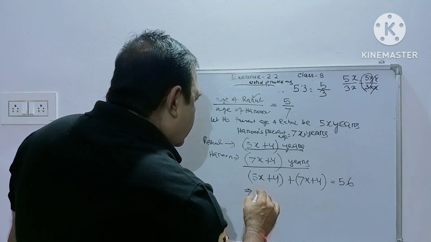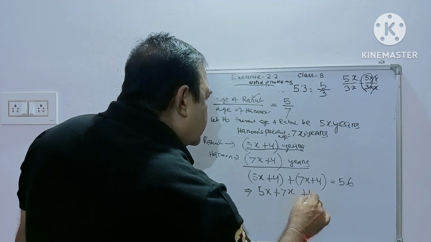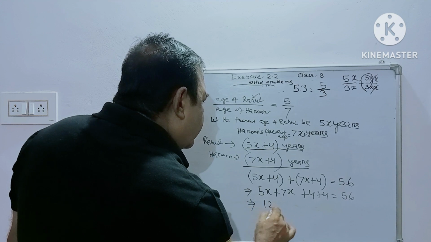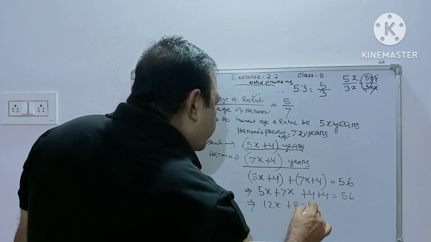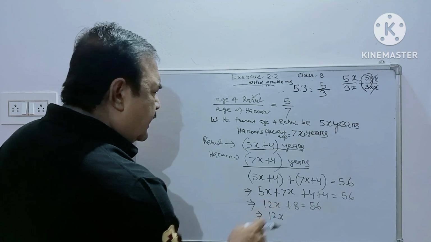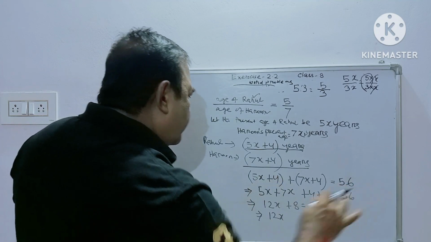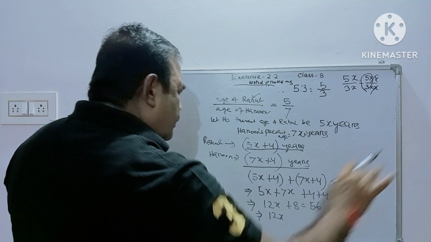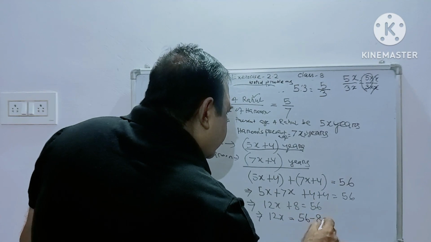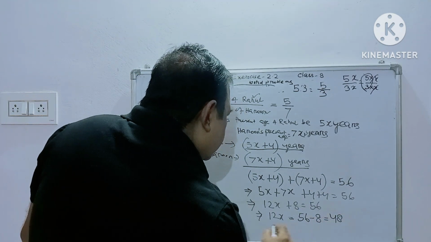So you just open the bracket. 5x plus 7x, you bring the like terms, plus 4, that is equal to 56. So 5x plus 7x, that is 12x, plus 8 is equal to 56. That implies, what is 12x? Because we have to isolate x, we have to find the value of x. So we have to take away plus 8, we have to transpose it to the right hand side, it will be minus 8 on the right hand side, so 56 minus 8, that is equal to 48. So what is the value of x?